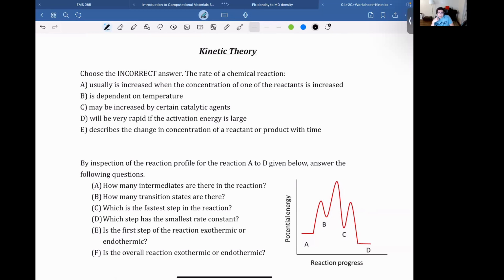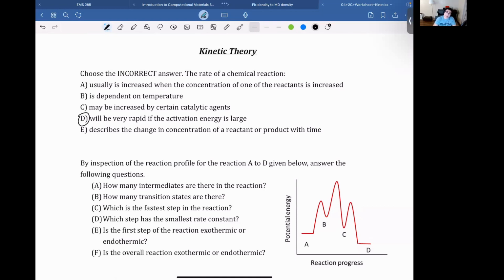B, it says is dependent on temperature. That is true too. The higher the temperature, the more collisions you have, or the easier it is for something to decompose. So it is dependent on temperature. The higher the temperature, the faster the rate of the reaction is. C, it says may be increased by certain catalytic agents. That's true, right?